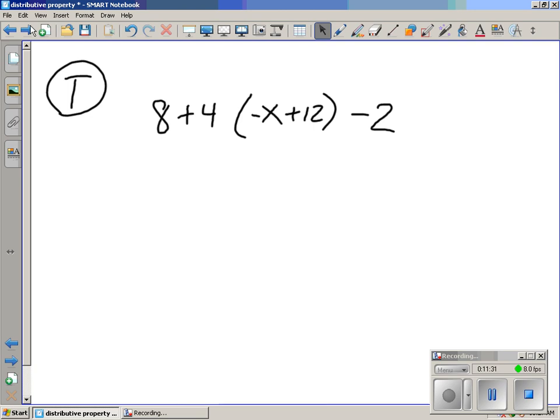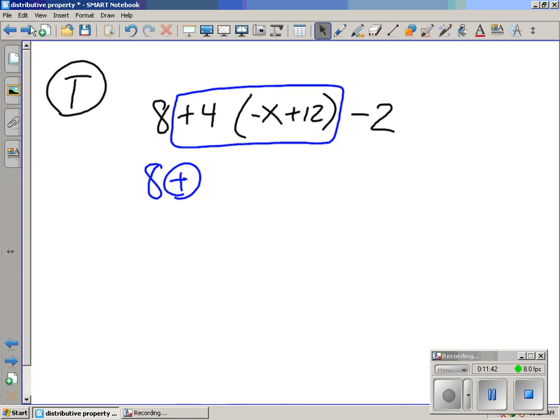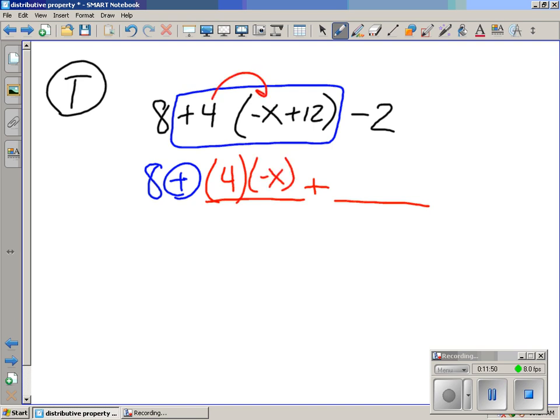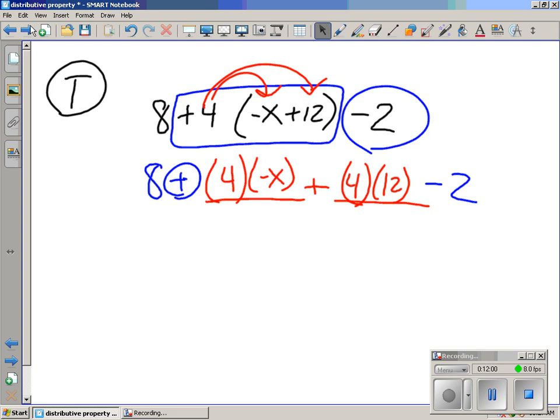T, just have a few problems left. We write down the 8, then we have the distributive property section. I'm going to signify the start of that with an addition sign. And then I'm going to multiply the 4 times the negative x. And then I'm also going to distribute the 4 to the 12. And then at the very end, we have that minus 2.